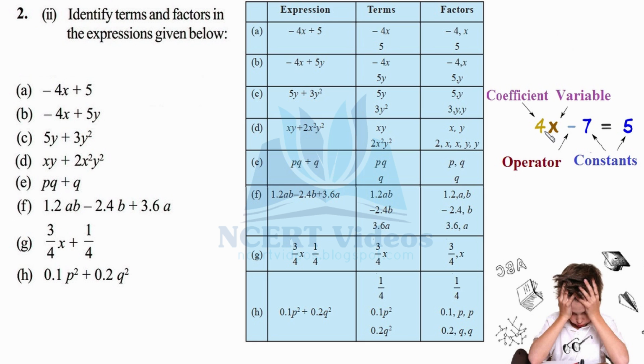It can be variable as well, which we will study in later questions. So here we have variable x because its value can be changed. And operator is the sign. Here it is getting subtracted. Therefore, it is an operator.